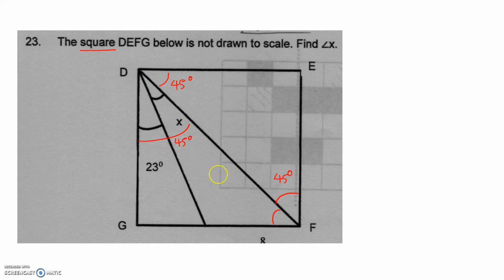Can you see? It's a square. You cut it into half. So here should be 45 degrees, 45 degrees. Then the answer will be very easy already. 45 degrees minus 23 degrees, which will give you 22 degrees.